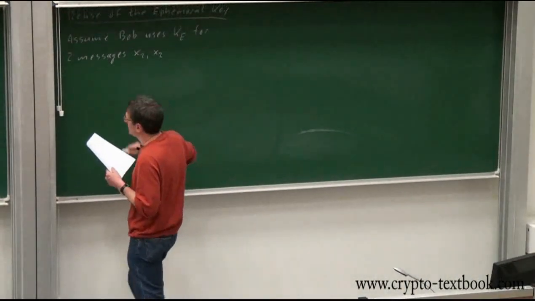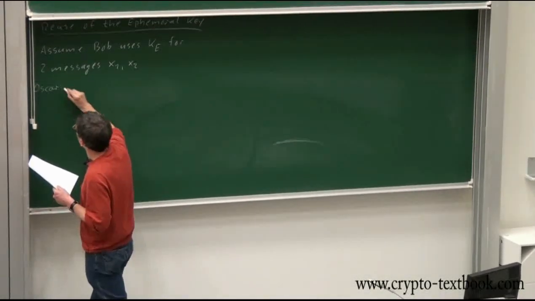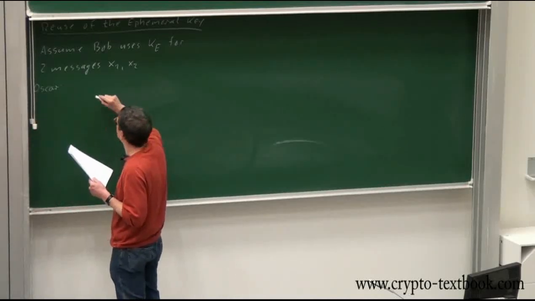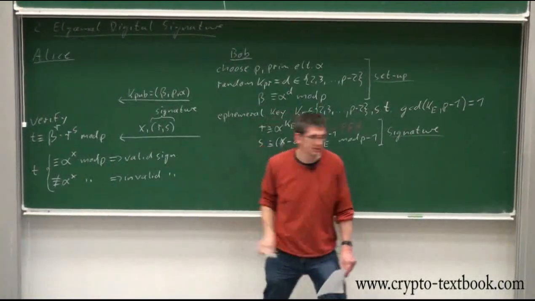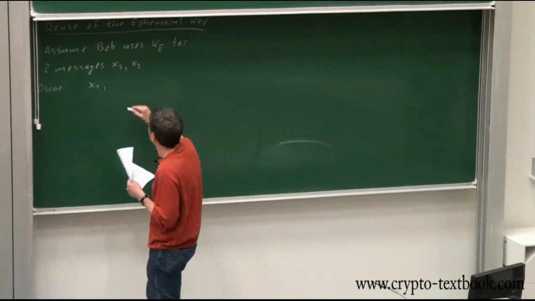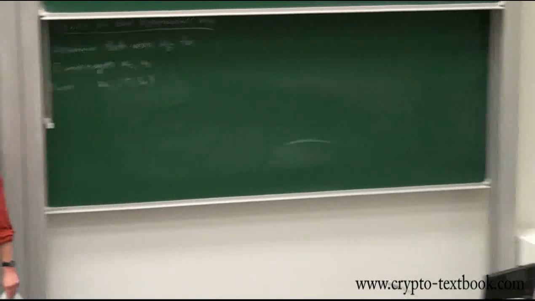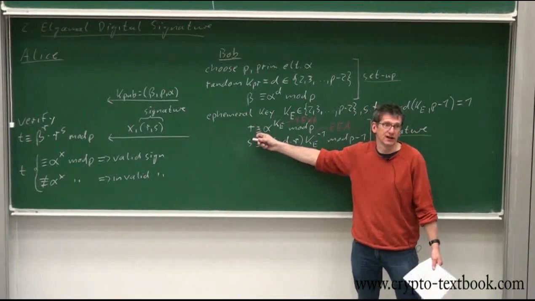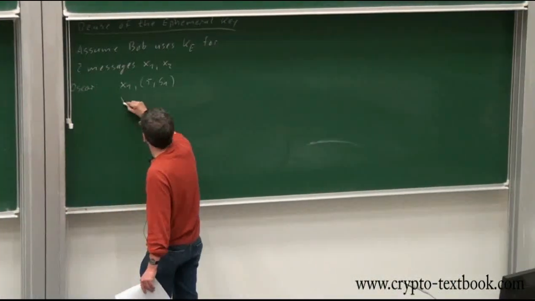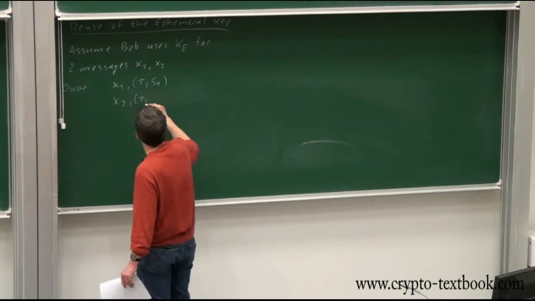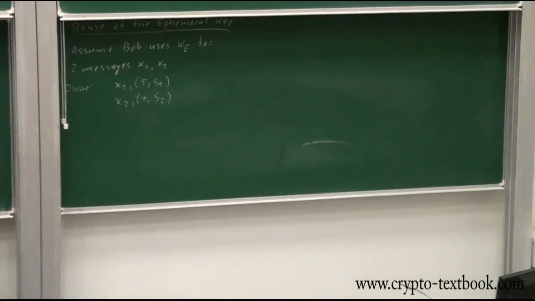Okay? But now what's being sent over the channel, so what Oscar sees is he sees X1 going over the channel together with R and S1, and here R is identical, right? I don't call that R1 or R2, just call that R because this is the same in both cases. So he sees that, and then the second message that he observes has the same R parameter, but a different S here because the X's are different.